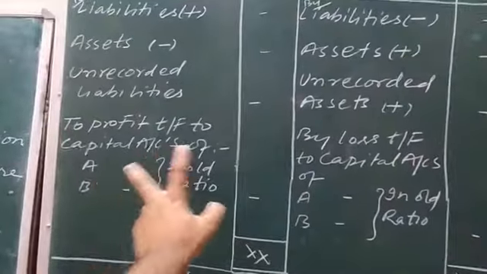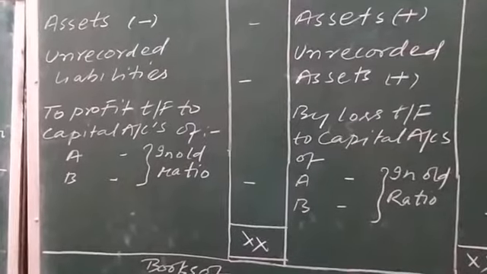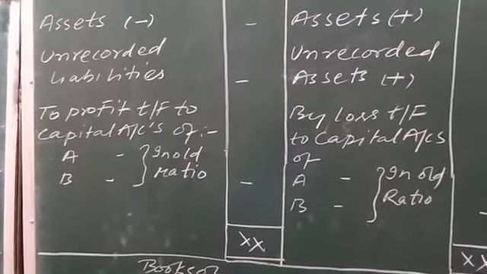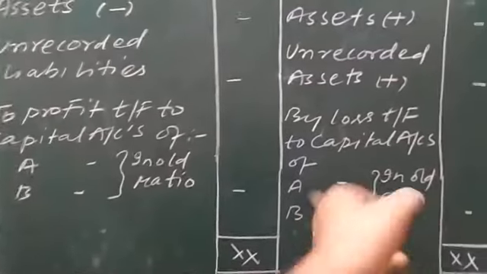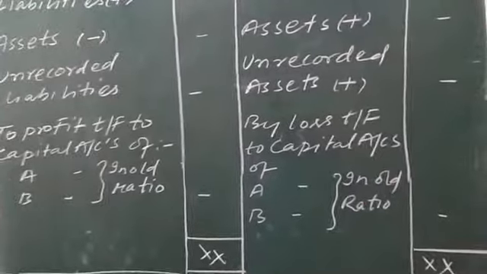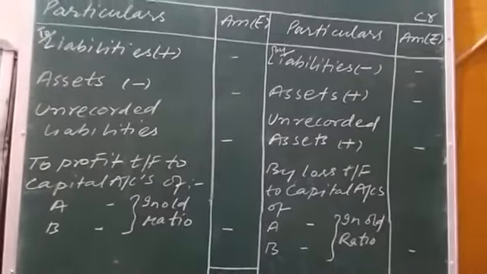Means either of the two balances will be there. Either the balance will be a profit balance or the balance will be a loss balance. If the total of the credit side is more than the debit side total, then there will be a profit.